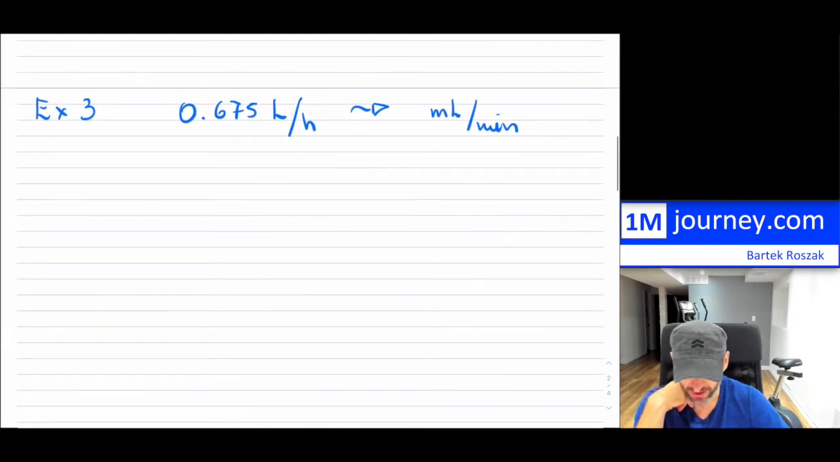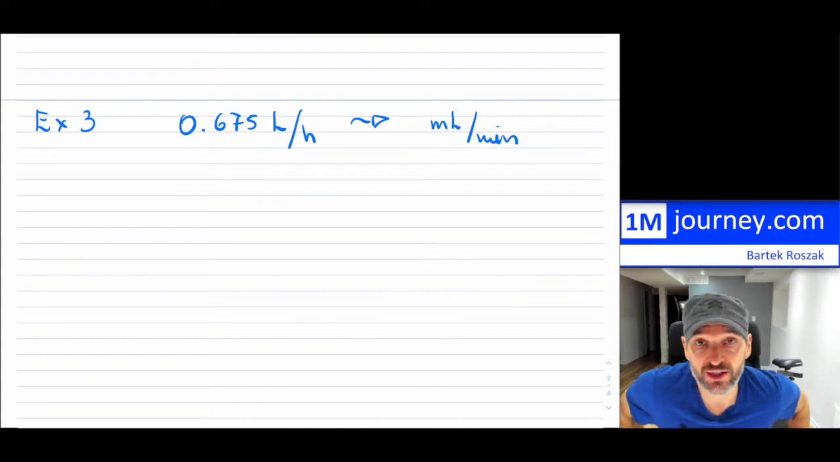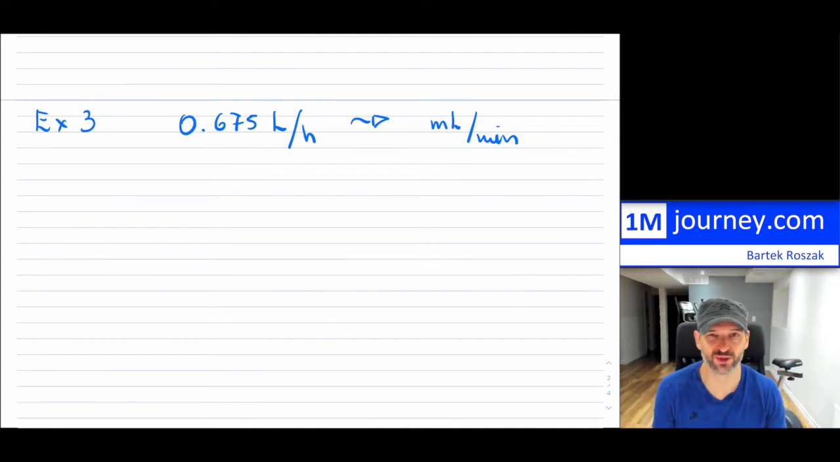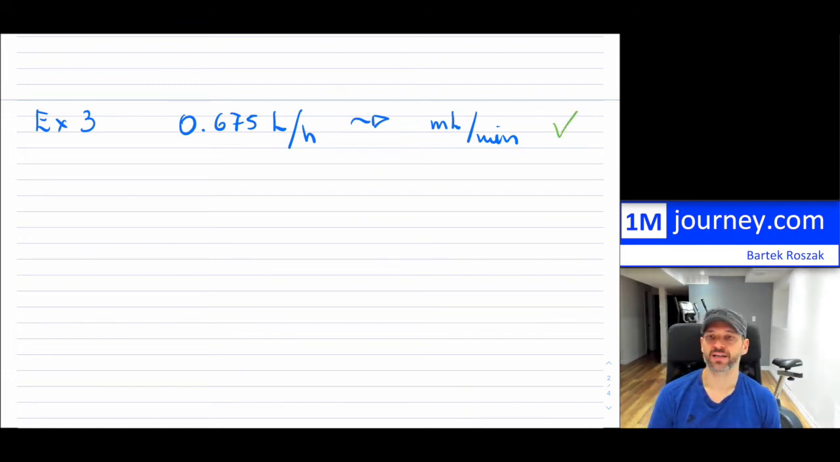So here we have an example with 0.675 liters per hour. I guess it's some kind of a rate of volume per hour. Maybe it's flowing, maybe it's an IV, or who knows, maybe it's water. And they're asking you to convert it to milliliters per minute. Now notice in this example, they don't give us any assumptions. So we're kind of stuck. We have to figure this out on our own in terms of converting.